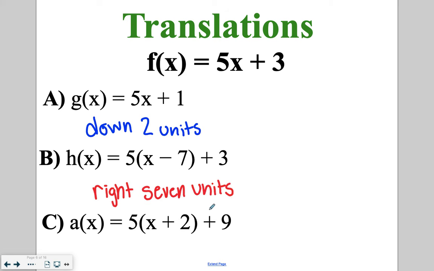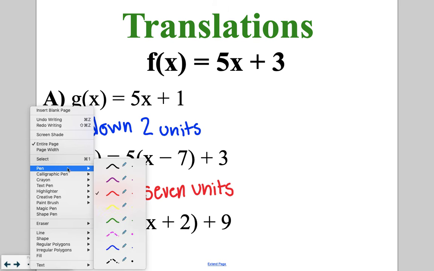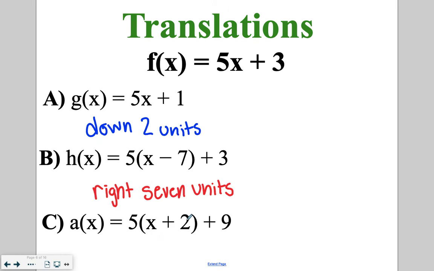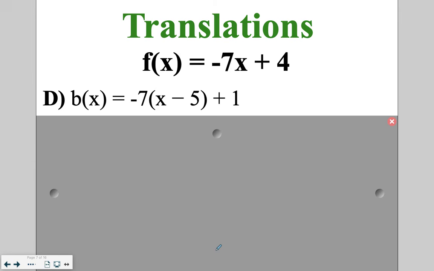On the last one, we've got 5 and then in parentheses x plus 2 and plus 9. What we need to do on this one is first looking at that x, we've got the plus 2. So that means you are moving to the left 2 units. And then the plus 9 used to be a plus 3. To get from 3 to 9, that means we moved up 6 units. So this last one shows a double translation where we moved both left and up. Go ahead and identify this translation on your own.